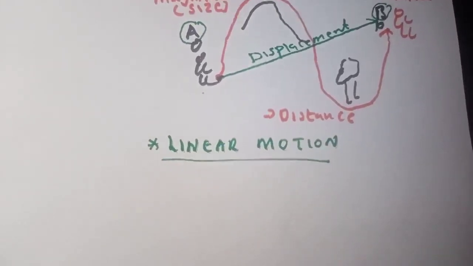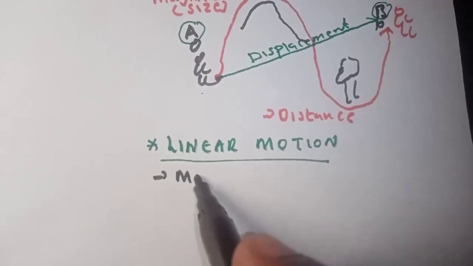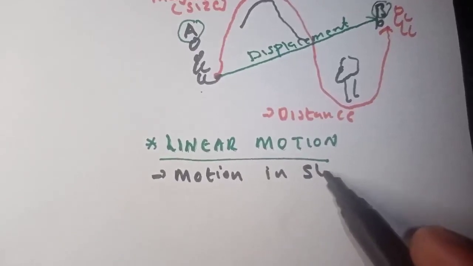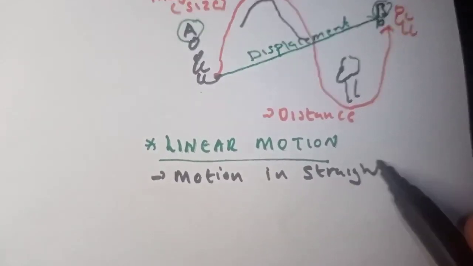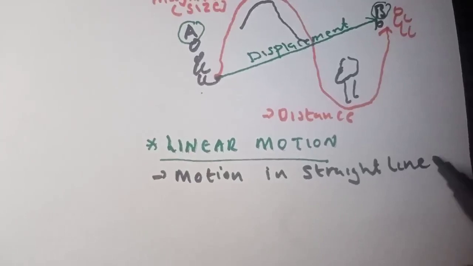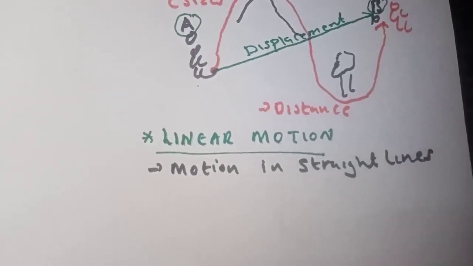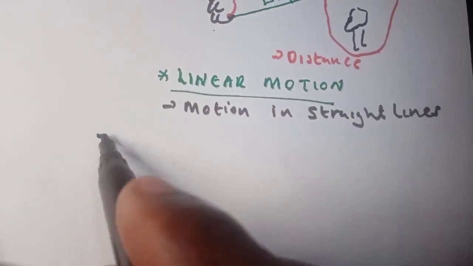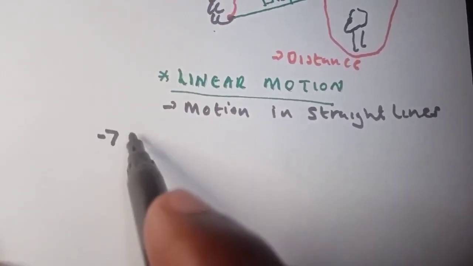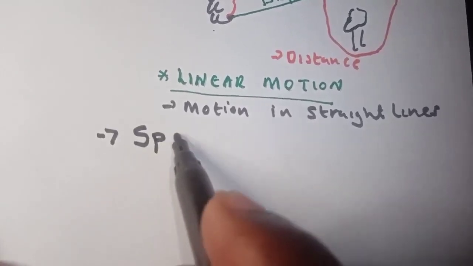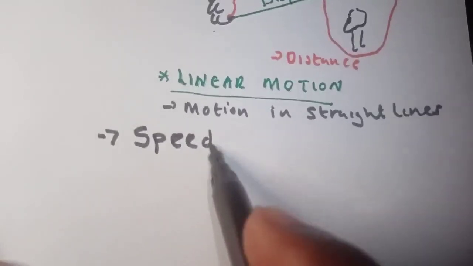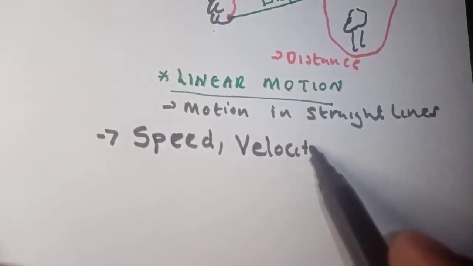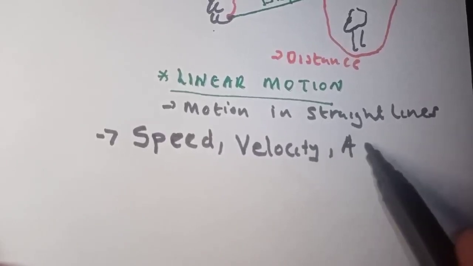Motions in straight lines. And when we look at motions in a straight line, we are going to look at two important things here. Number one is the speed, velocity, and acceleration.